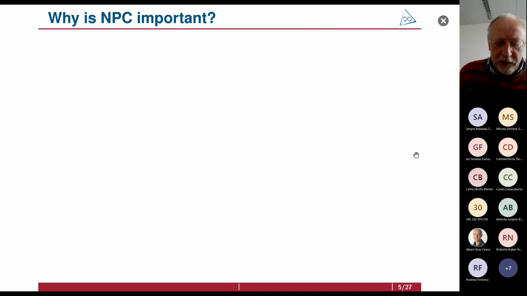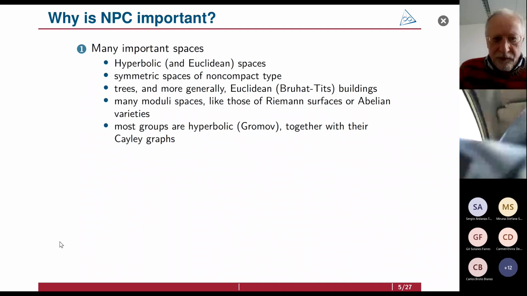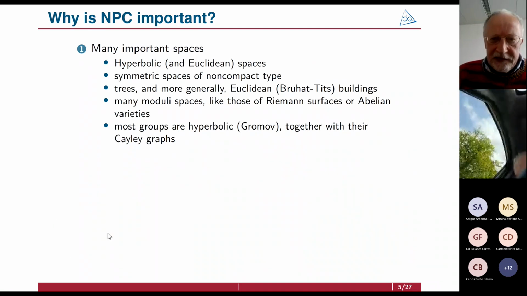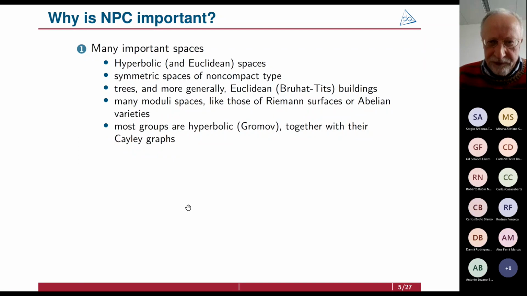So why is NPC important? There are many important spaces that have non-positive curvature. Of course, Euclidean spaces have curvature 0, therefore also non-positive curvature. Hyperbolic spaces, more interestingly, have negative constant curvature. Symmetric spaces of non-compact type have non-positive curvature, and if the rank is at least 2, in some directions the curvature is 0, and in others it's negative.